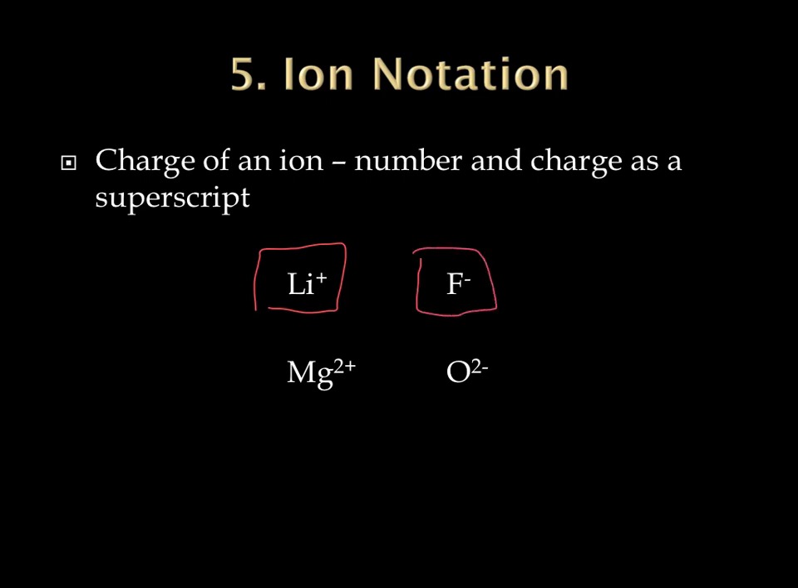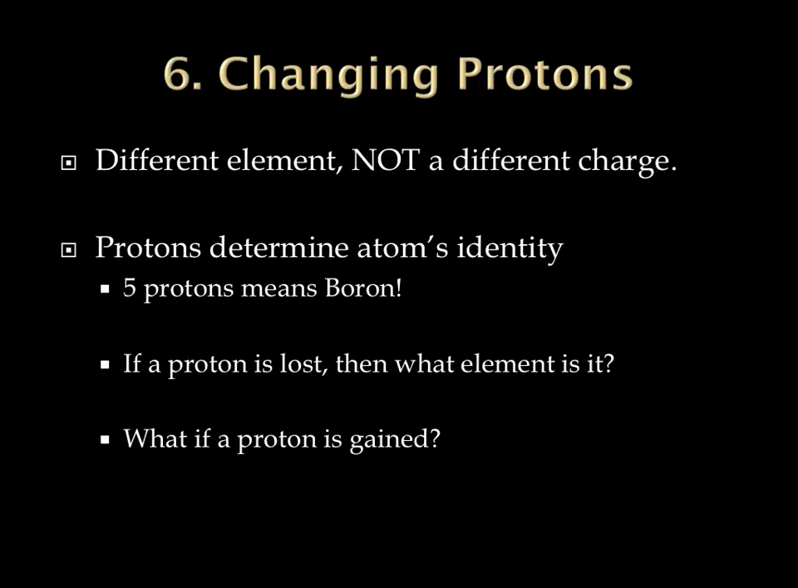Now we have other elements that might gain or lose 2 or more electrons, right? So magnesium, it usually loses 2, so we put the 2 as a superscript next to the plus. Oxygen tends to gain 2, so we'll put the 2 as a superscript next to the minus.